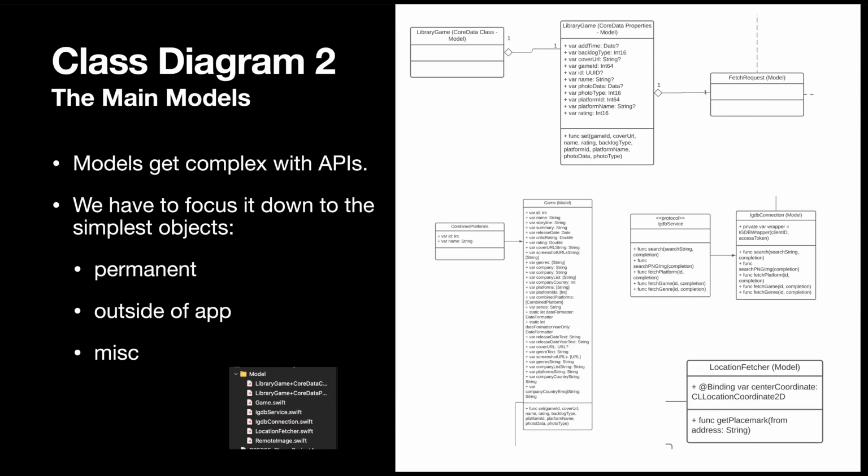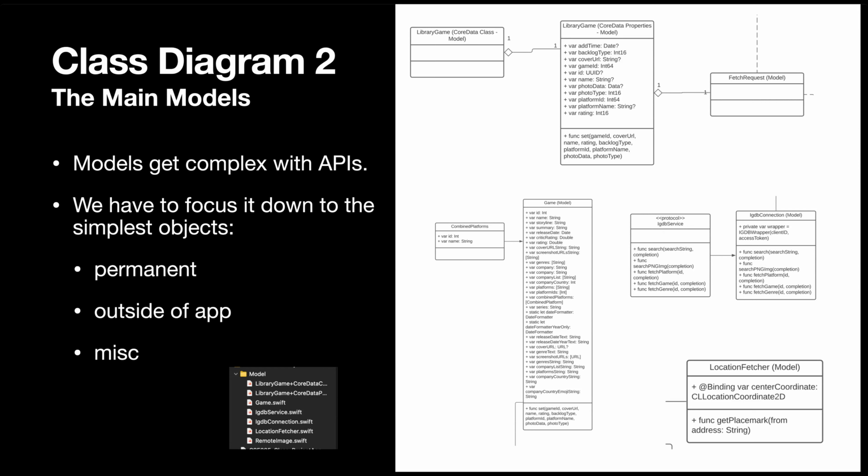So here's my continued explanation of the class diagram. I've got here the main models we need to consider. Models get complex with their APIs. We really need to focus it down to the simplest objects. In my case, what are those? That's permanent, right? The permanent being Core Data, and outside of the app, which is just going to be your API calls, and then just miscellaneous stuff.